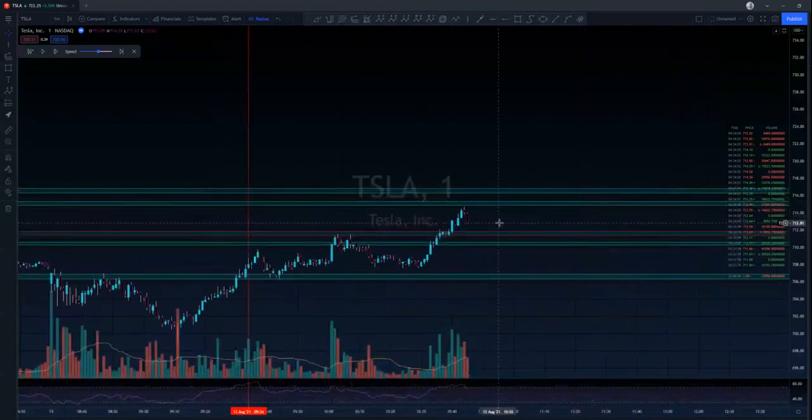And so you're going to scale out. Let's say you bought 10 contracts and this rejected here. On this rejection in this next candle, you're going to sell probably 2 or 3 of them. And if it breaks this support zone, you never want to let a trade go red. So then you're going to scale out another, at least half your contracts. Let's see what happens.